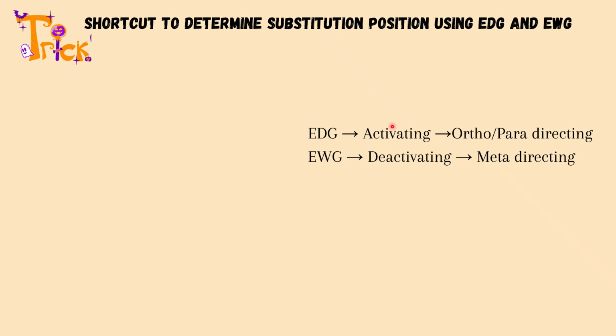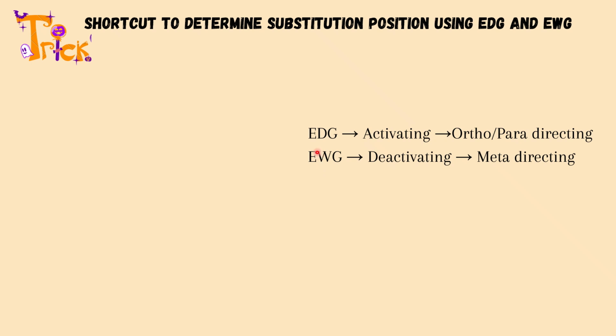Before understanding the exact trick, let us first understand the overall idea behind it. In this trick, we will be using electron donating groups and electron withdrawing groups to determine the exact positions where the substituted group will go and attach itself. Let us first understand how they will help us in determining the exact product.